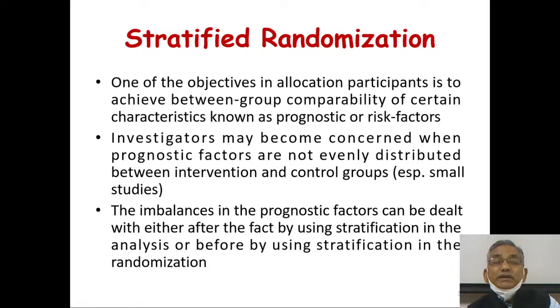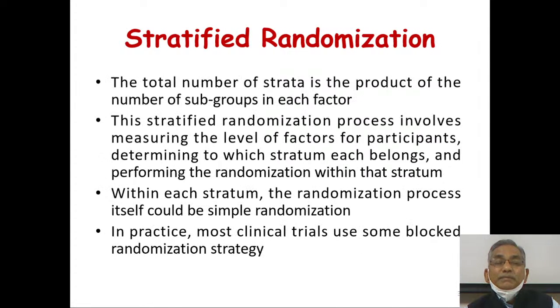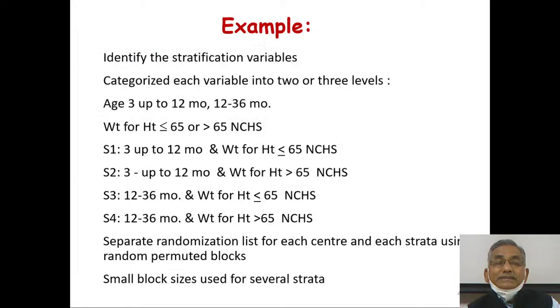Stratified randomization is done within each stratum of confounders. Let me go to an example. Somebody was doing a trial comparing zinc with placebo in newborns. So they created 1, 2, 3, 4 strata, based on age 3 to 12 months and weight for height like this. So different strata, and within each stratum they generated a list of random numbers, A versus B.